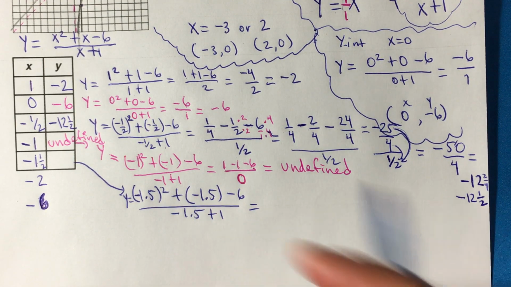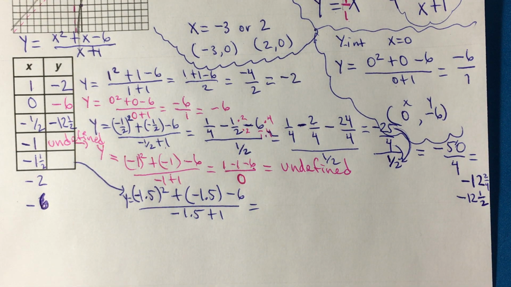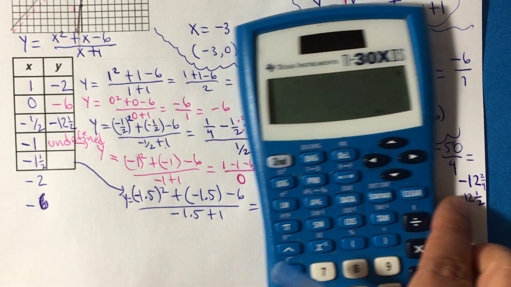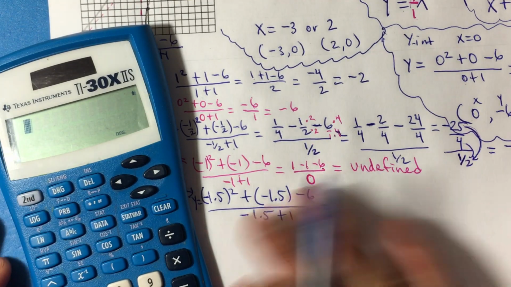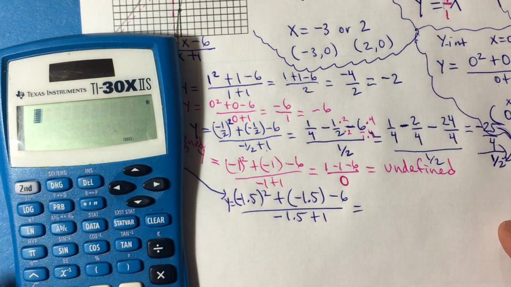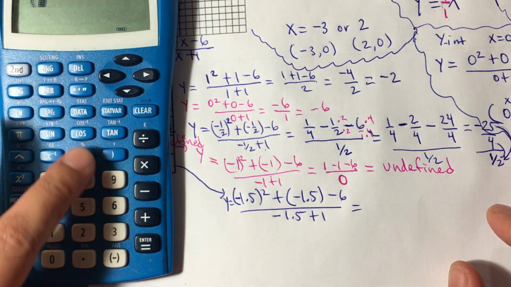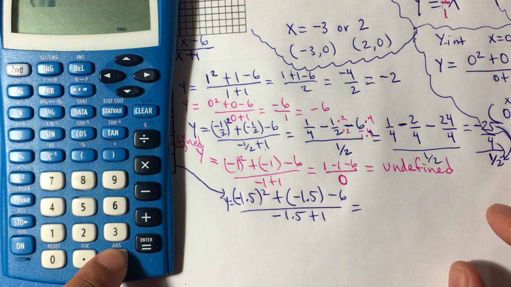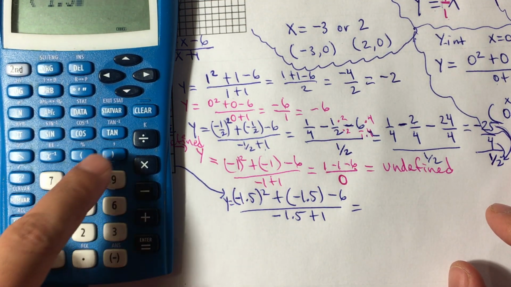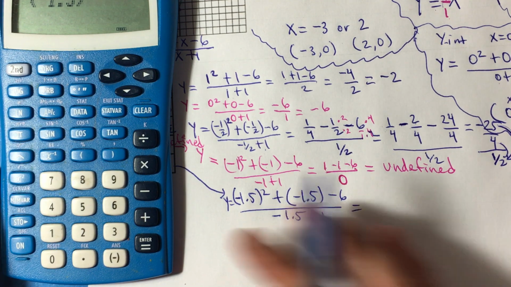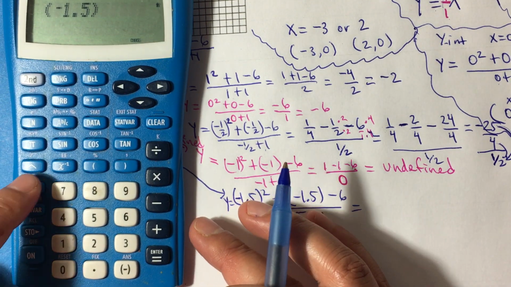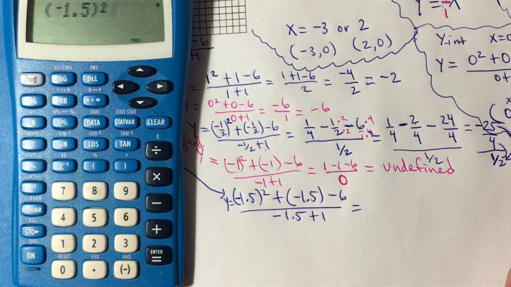Negative 1.5 squared. And in fact, because we're using our calculator, let me just move it to the side. So we open a parenthesis, we put negative 1.5, close the parentheses, and then square will be that button right there. Okay, square it.